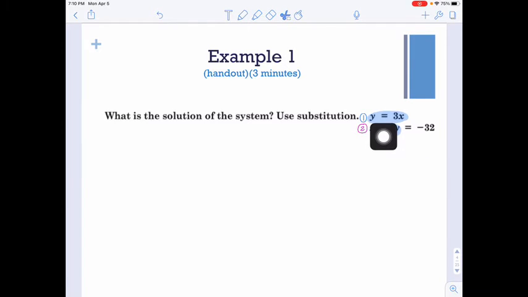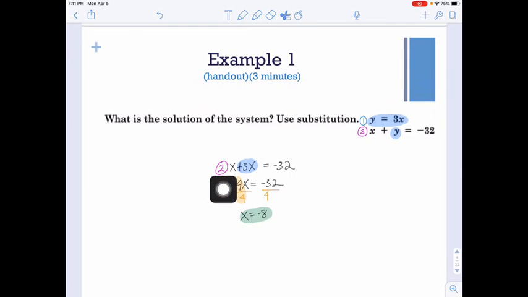Since we already have y equals 3x, we can take this y value of 3x and plug it into our second equation. So instead of having x plus y, we'll have x plus 3x, because we can substitute 3x in for y. To do this, we'll take equation 2, x plus y equals negative 32, and plug in 3x. Now we have x plus 3x, which we can combine to get 4x. So we have 4x equals negative 32.